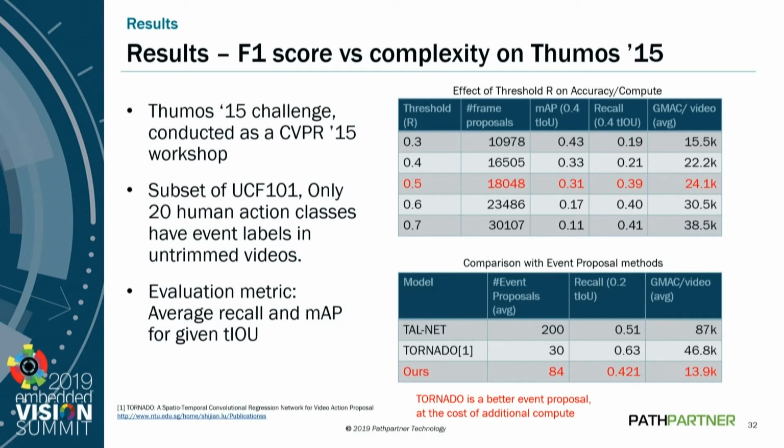So these are some of the results that we obtained on the Thumos 15 subset of the UCF101 dataset. The UCF101 dataset has 101 events of human activities, among which we are only using the 20 which have these event labels. This was a part of the CVPR 15 Thumos challenge. You can see from the first table on the top that as we increase the threshold, our recall improves, and so does the number of frame proposals, but it comes at the cost of a reduction in average precision. So the number of false positives increases.